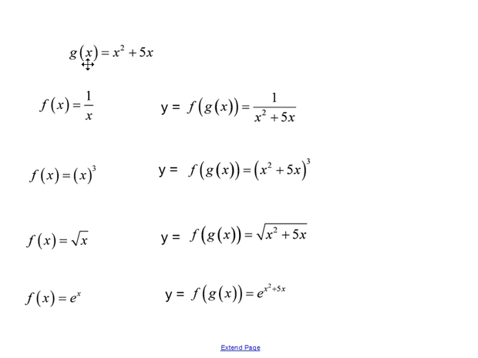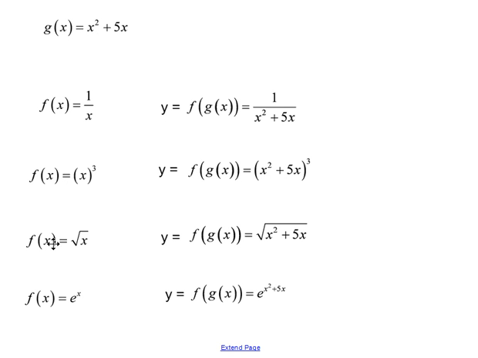For example, we're going to take this g of x function, which is a quadratic, x squared plus 5x, and we are going to compose it as an input into a new function. For example, if f of x was 1 over x, and we wanted f of g of x, that would be 1 over x squared plus 5x. In the case of x cubed, if we put f of g of x, then we're going to take g of x and substitute that in there.